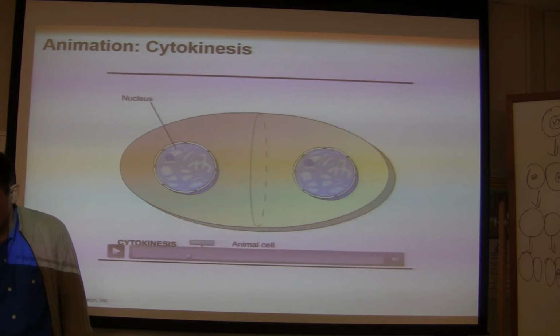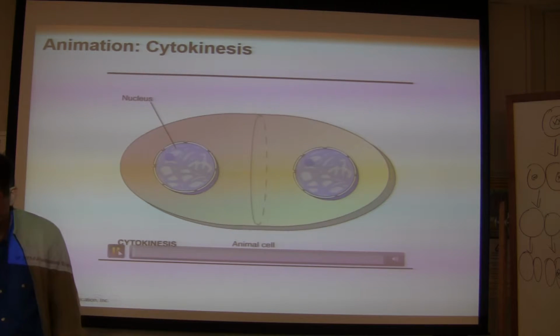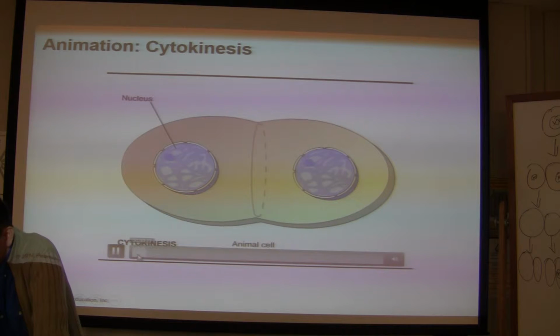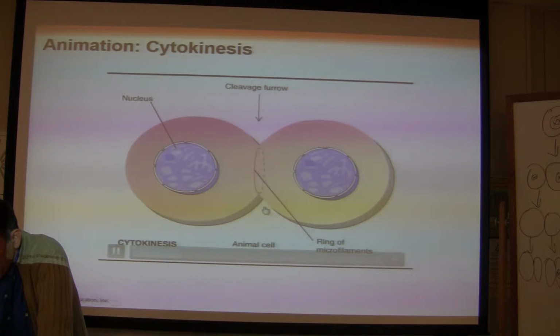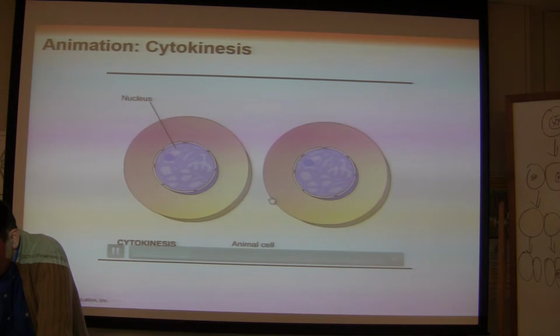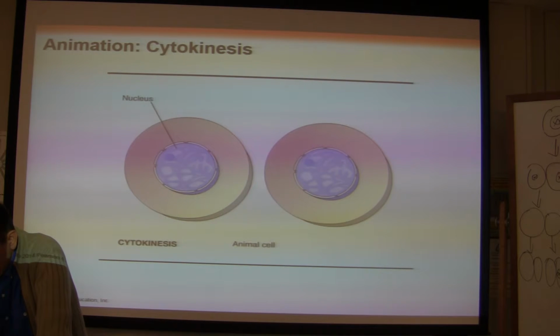Cytokinesis, cartoon. Let's see what the cartoon says. In animal cells, cytokinesis begins with the formation of a cleavage furrow. At the site of the furrow, a ring of microfilaments contracts, much like the pulling of drawstrings. The cell is pinched in two, creating 2 identical daughter cells.